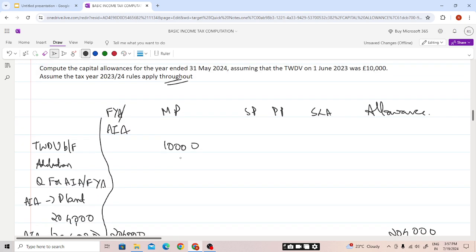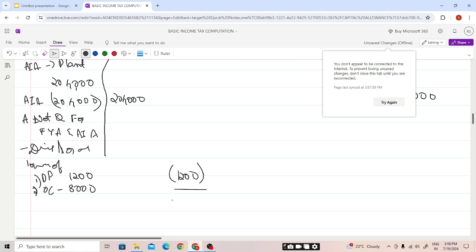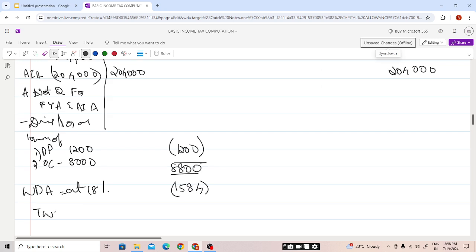So we'll reduce it from the main pool, as the plant belongs to the main pool. This gives us the remaining balance of 8,800. Now on this we will calculate the WDA. WDA is 18% as it is a 12 months accounting period, no issue. So it will be 8,800 times 18%, which is 1,584. The tax written down value carried forward will be 7,216. This 1,584 will be in the allowance column.